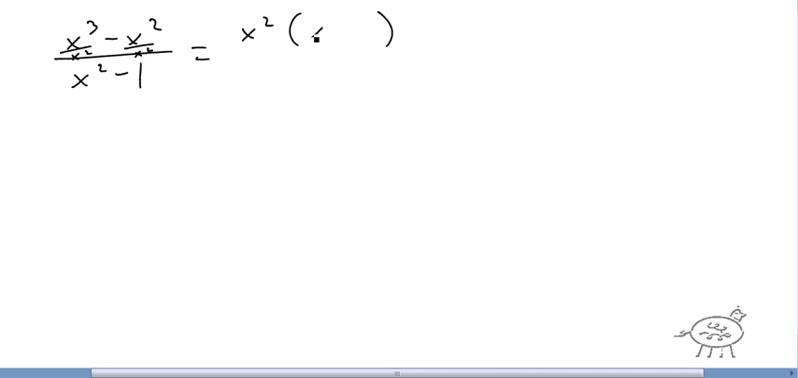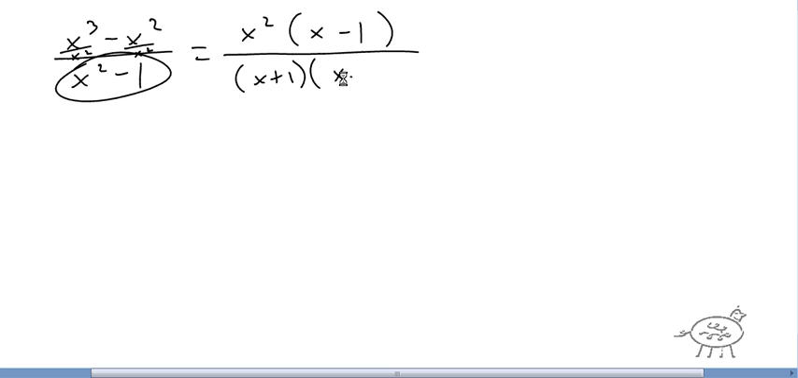All right, here's another one for you. x cubed minus x squared over x squared minus 1. Okay, again, tons of factoring. Greatest common factor for the top, it's x squared. So if you divide everyone by x squared, you get x minus 1 on top. The bottom, that's a difference of two squares. There's no greatest common factor, so you get (x plus 1)(x minus 1).